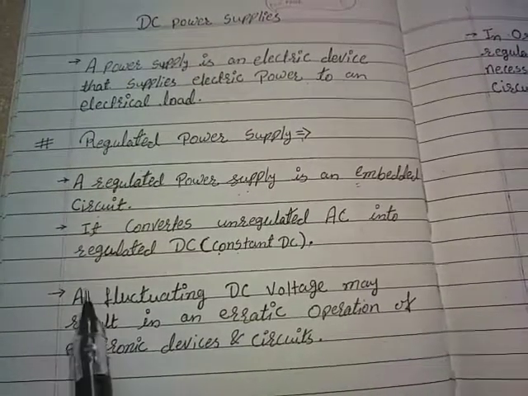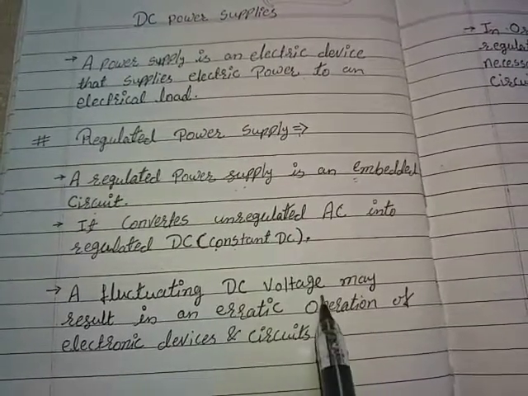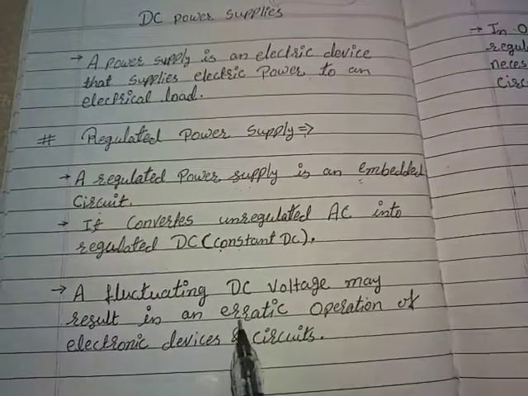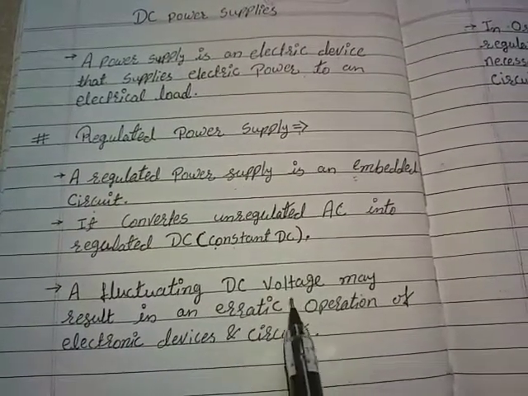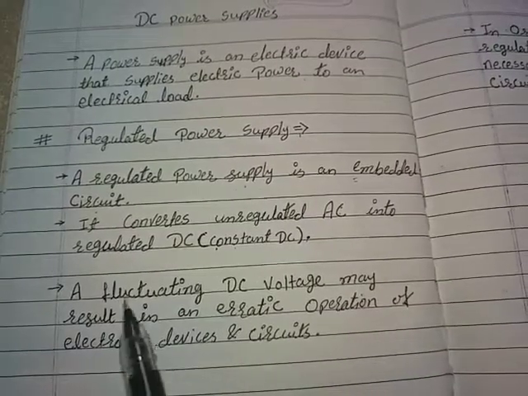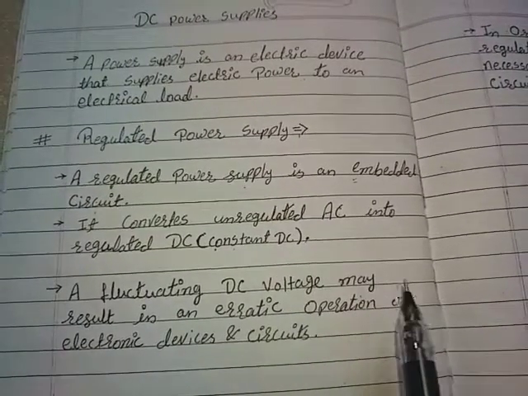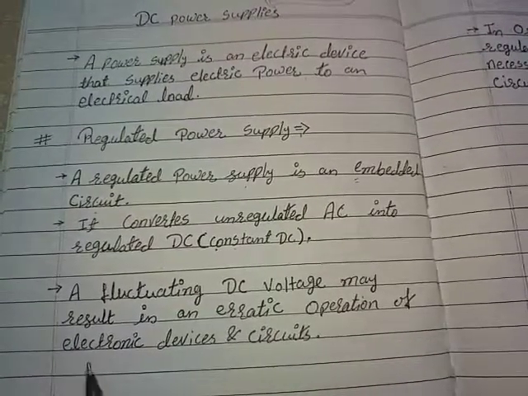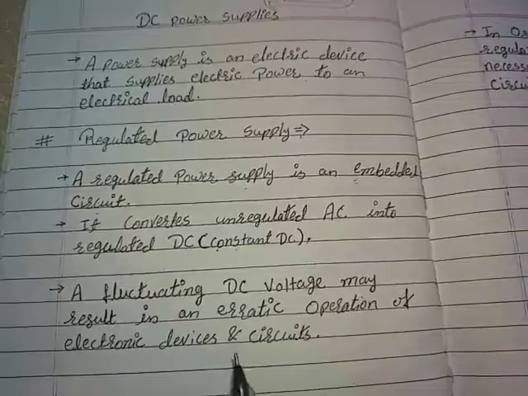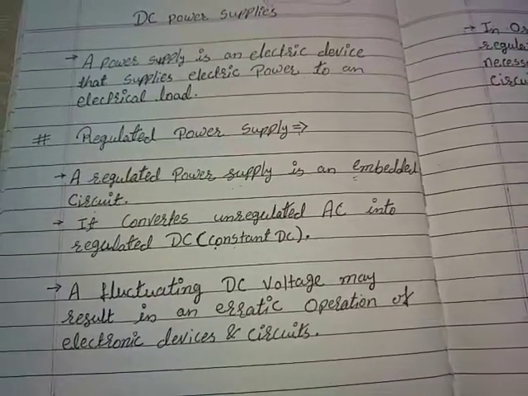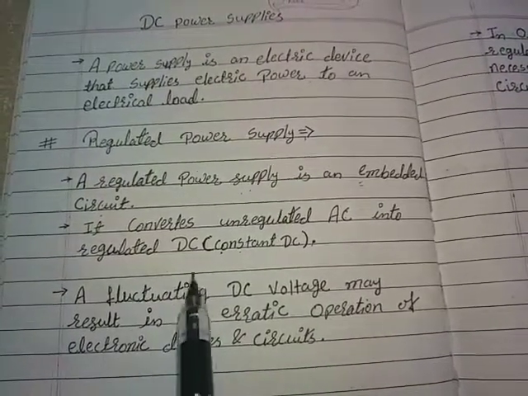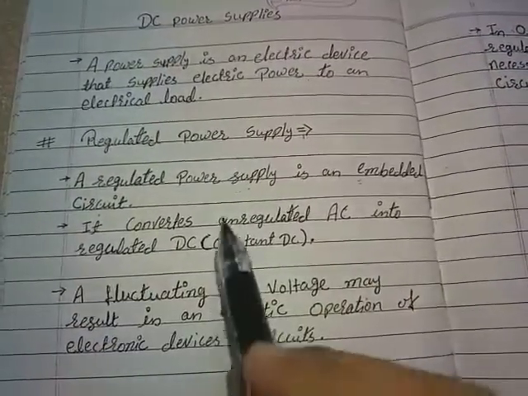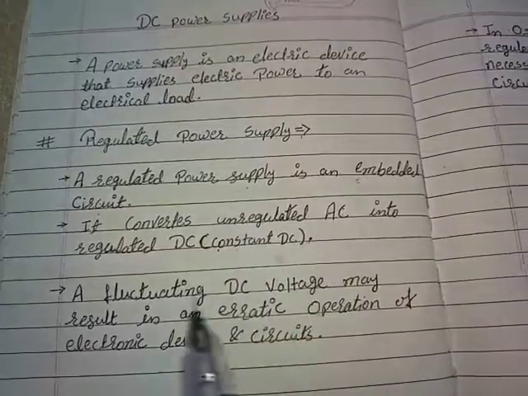Now a fluctuating DC voltage may result in an erratic operation, and erratic means having error. A fluctuating DC voltage may result in an erratic operation of electronic devices and circuits. Now, what is fluctuating DC voltage? What is regulated power? What is unregulated AC? Let's see.